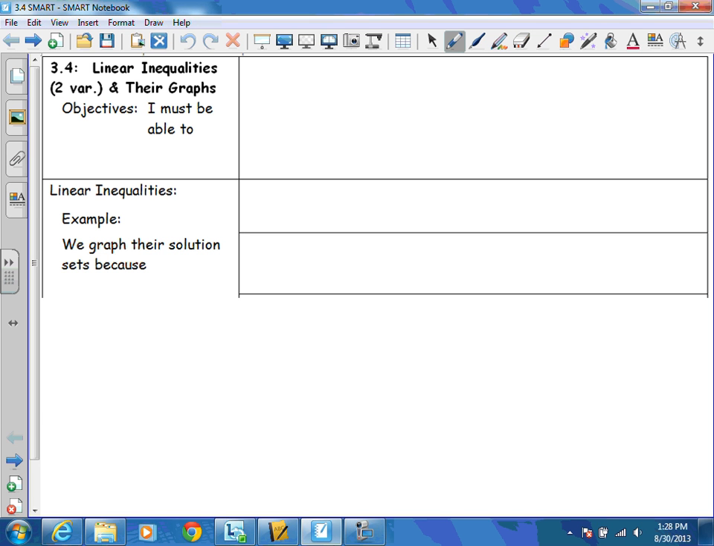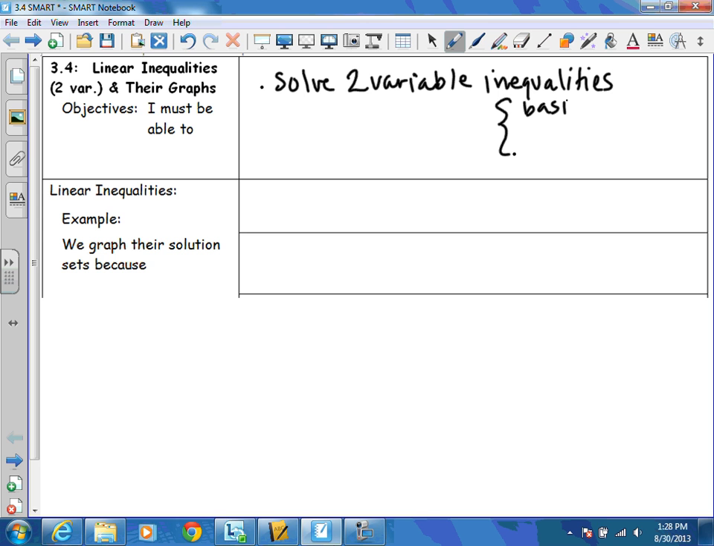Okay, so we're going to do 3-4. And your learning objectives are you're going to solve 2 variable inequalities. And these are going to include basic ones, compound ones, and absolute value. And then you're also going to graph them.